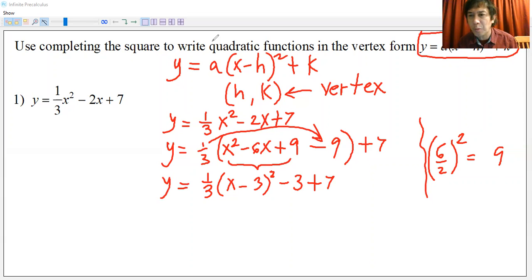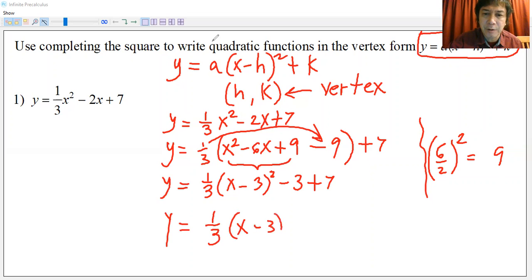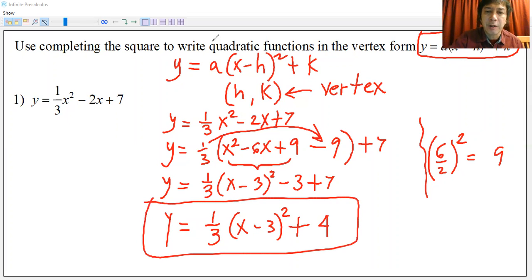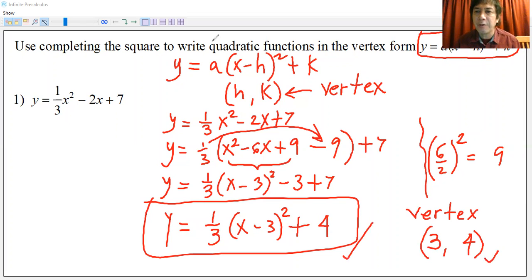Now, one more step is to combine the -3 and the 7, which gives us a plus 4. And that gives us the final answer. So we have here the vertex form already. This is now 1/3 times x minus 3 squared plus 4. This must be the required vertex form. And the h and k here is actually the 3 and the 4. If you're asked to get the vertex, the h is +3, and the k is the +4. So this is the required vertex form.